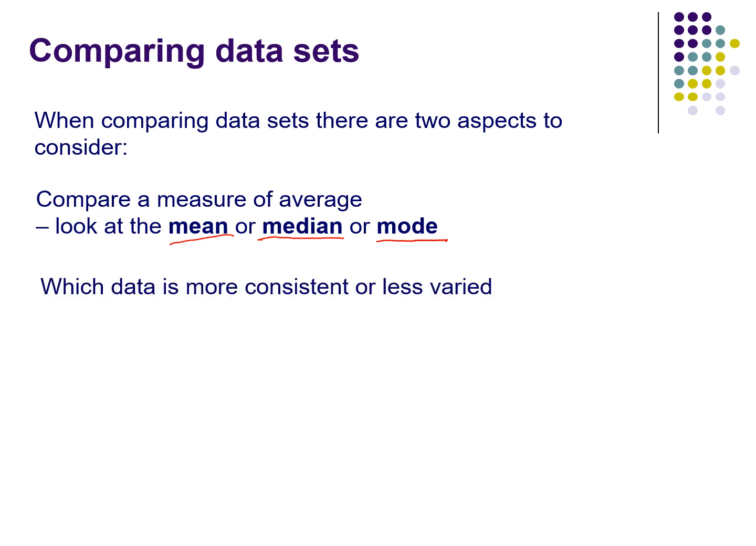Now the other thing that you can have a look at is the consistency or the variation within the data. And what we do to look at that is we look at what's called a measure of spread. So it's basically saying how spread out the data is. Okay, and the only measure of spread we've done at the moment is the range. When we go on to our next few lessons, we're going to look at something called the interquartile range, which is another measure of spread. So we'll calculate both of those and we can use those to compare the data sets.